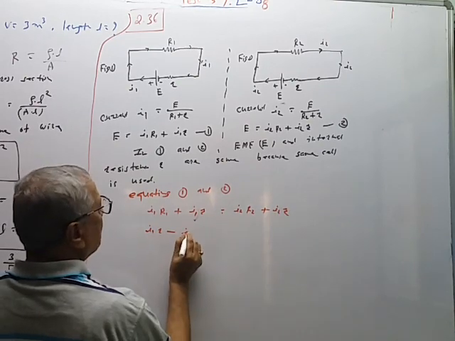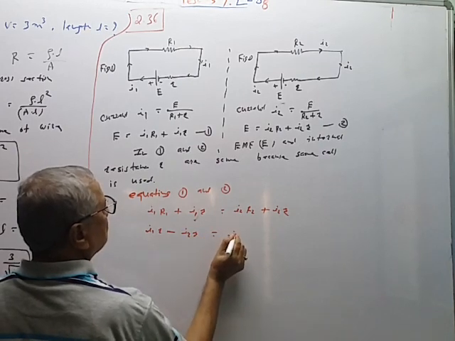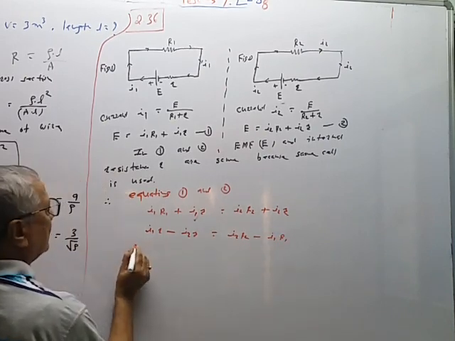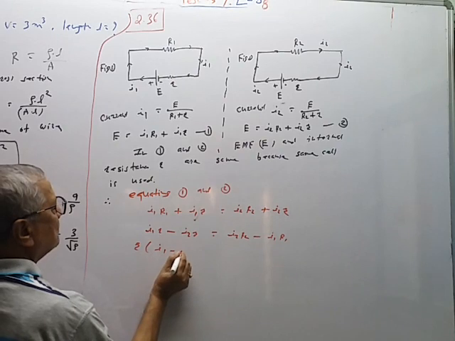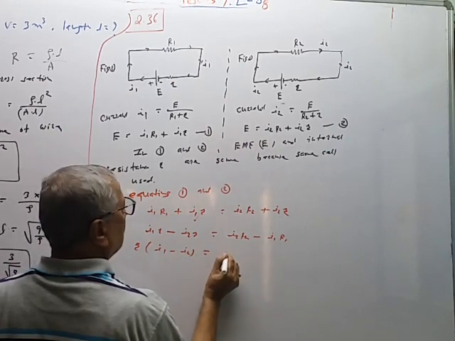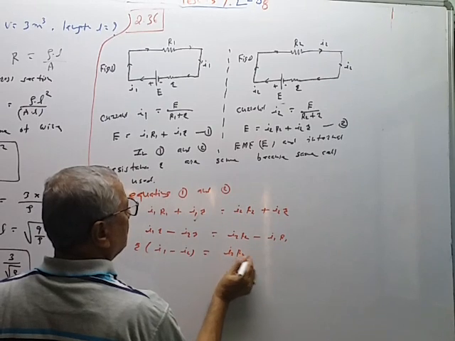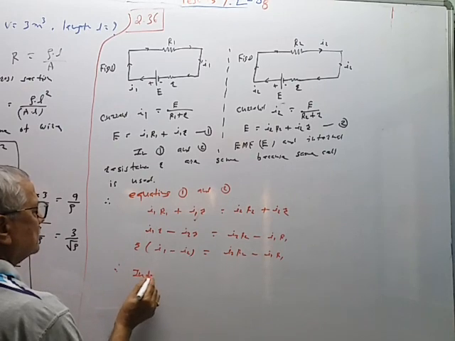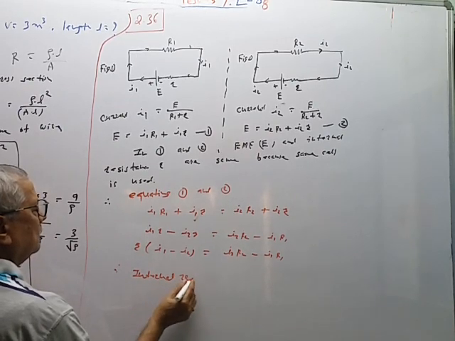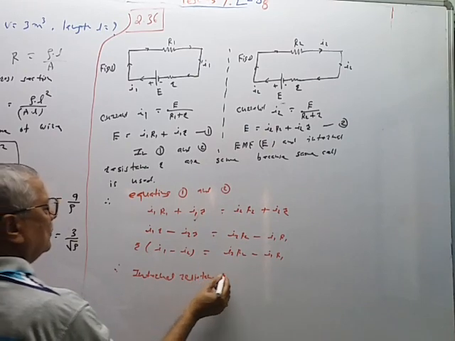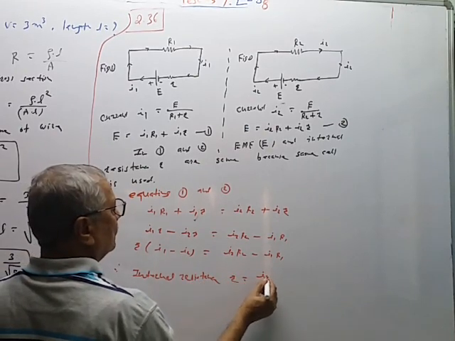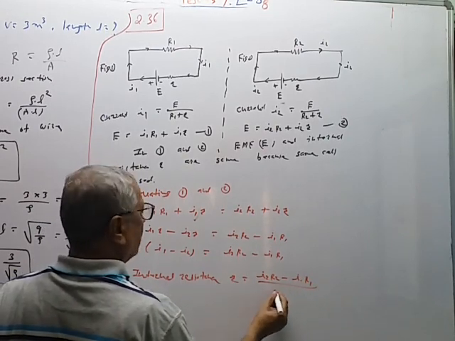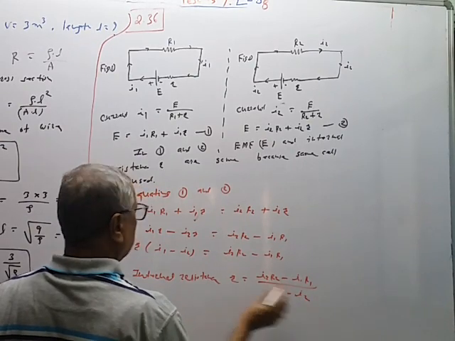Now we will collect the term of internal resistance on left hand side. So I2 R2 minus I1 R1. So r is common into bracket I1 minus I2. I2 R2 minus I1 R1, and therefore internal resistance small r is equal to I2 R2 minus I1 R1 upon I1 minus I2. This is the correct equation.